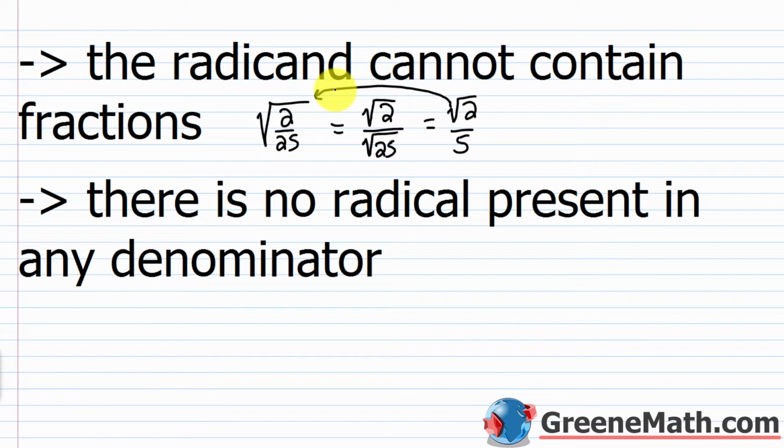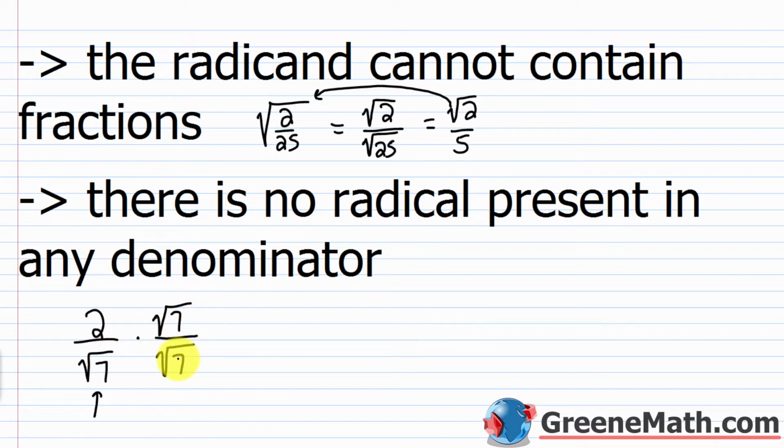Then the last thing that we talked about was that there is no radical present in any denominator. You'll recall that this was basically the focus of the last section where we learned about rationalizing the denominator. So if I had something like 2 over the square root of 7, we said that the square root of 7 is an irrational number, right? So we want to rationalize this denominator. And in order to do that, I'd multiply both the numerator and denominator by the square root of 7.